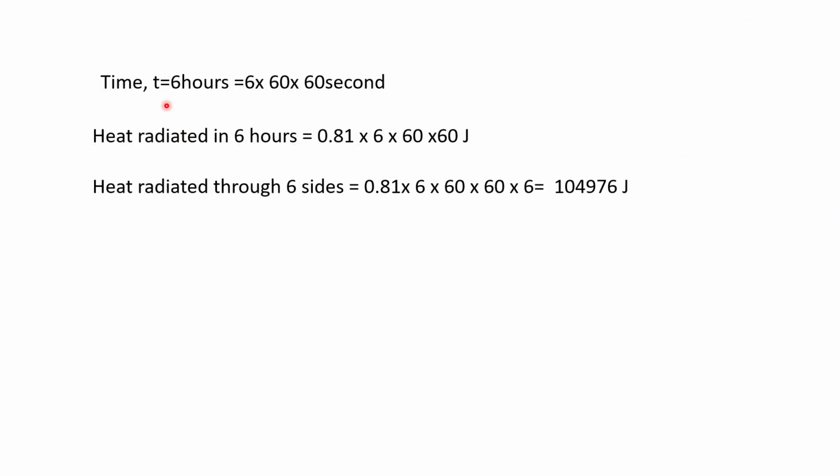The time t is equal to 6 hours. To convert it into seconds, multiply with 60 into 60. Now 6 into 60 into 60 is the time taken. Heat radiated in 6 hours is equal to 0.81 into 6 into 60 into 60. Heat is radiated through all the 6 sides, so multiply the answer with another 6. Now we get heat radiated through all the 6 sides as 1,04,976 joule.